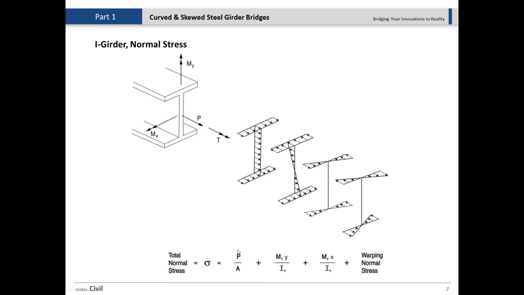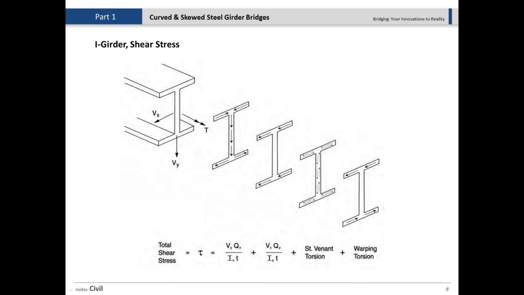What is the effect of the axial forces? Simply, you can divide the force by the area, and that gives us a normal stress. On top of that, we have the effect of bending moments, and as you can see, this will be the distribution because it will be about the neutral axis in the x direction or in the y direction. And then we have the other effects for the My, and finally we have the warping normal stresses.